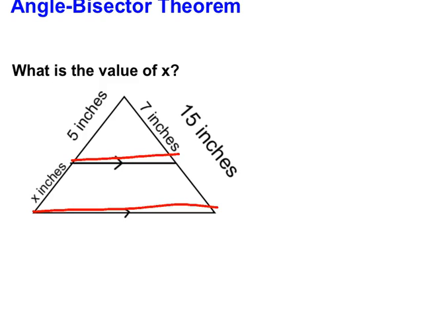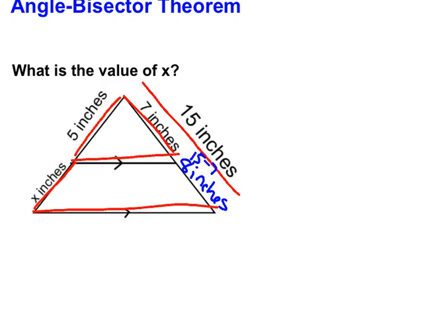And so if you look, on the left side, they give you a segment of x inches and a segment of 5 inches. On the right side, you have a segment of 7 inches, and the entire thing is 15 inches. You want to use that 15 to find the other little segment. Whatever 15 minus that 7 is, that's 8 inches.